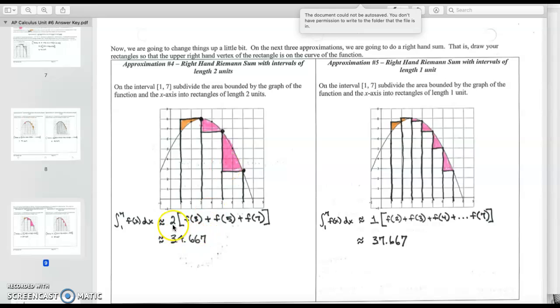We are missing a lot of pieces here that we didn't account for. But notice the math: 2 times f of 3. So the width is 2, and the height is the y coordinate when x equals 3. Then 2 times f of 5, the y coordinate, and then plus 2 times f of 7, the y coordinate there. Notice the poor under approximation. And then the same thing with the next one.